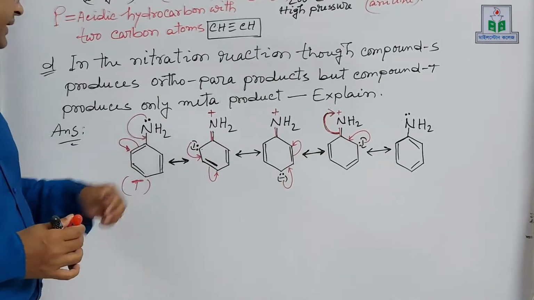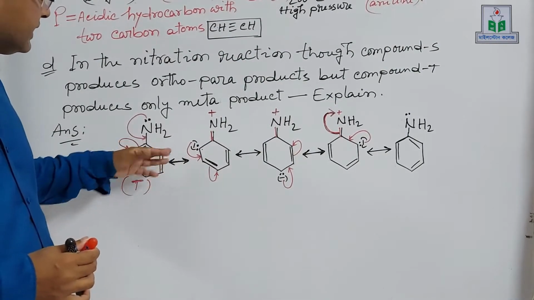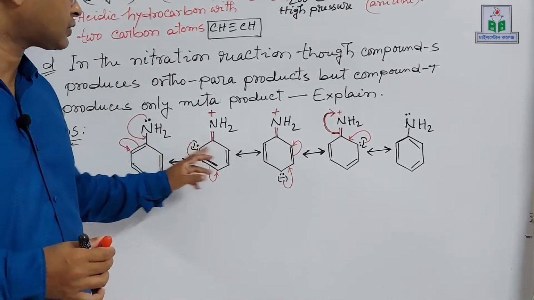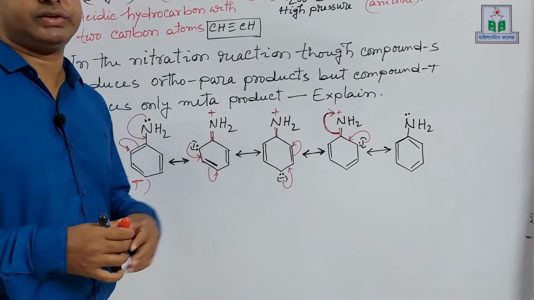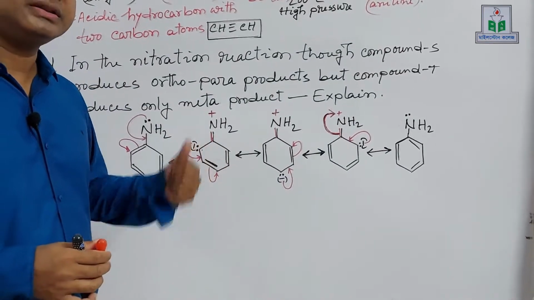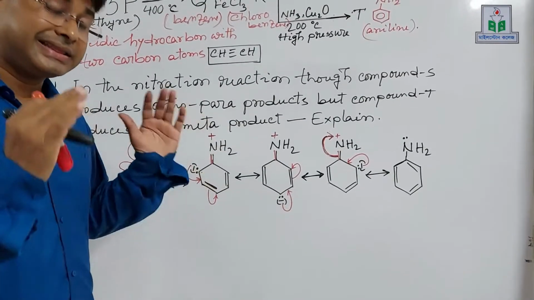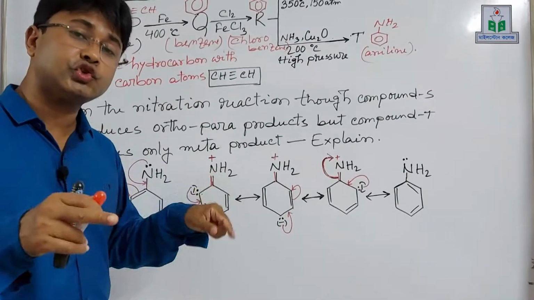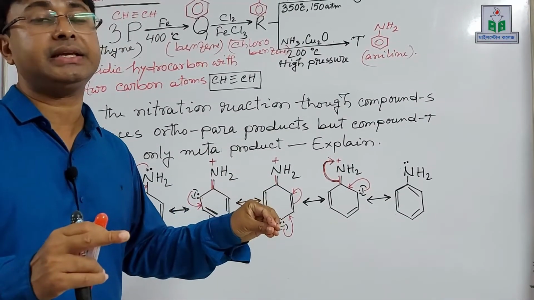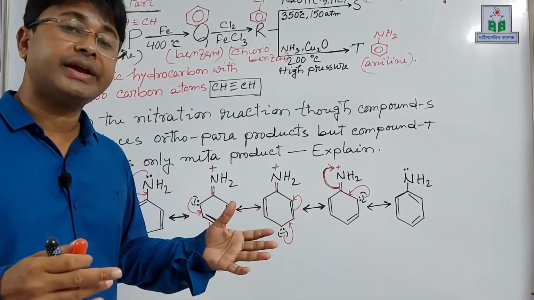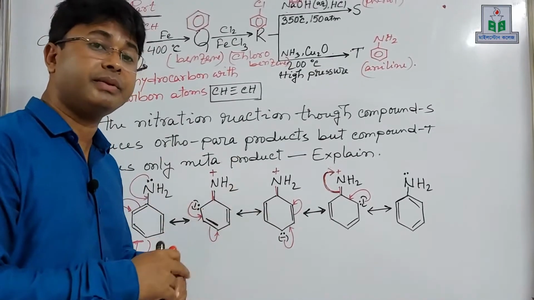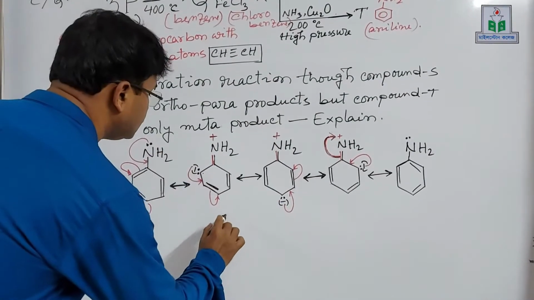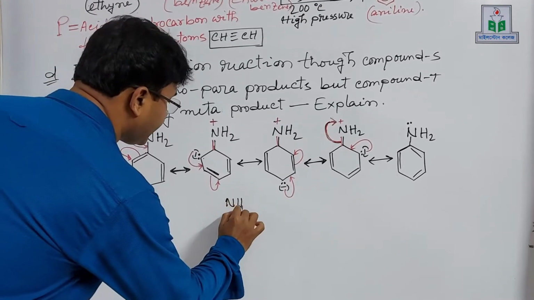Aniline also increases the electron density at its ortho and para positions through resonance like phenol. That's why you can think that in the nitration reaction, aniline should produce orthonitroaniline and paranitroaniline like phenol, but it is not happening. Actually, I would like to show you in black and white.